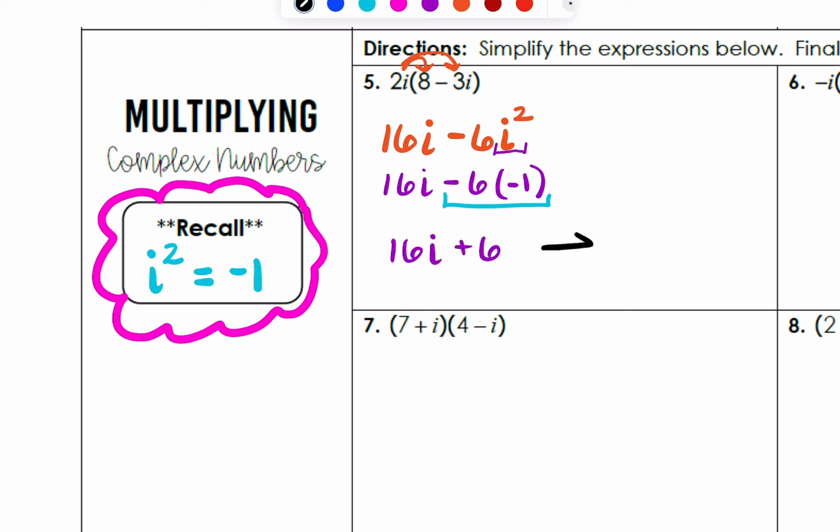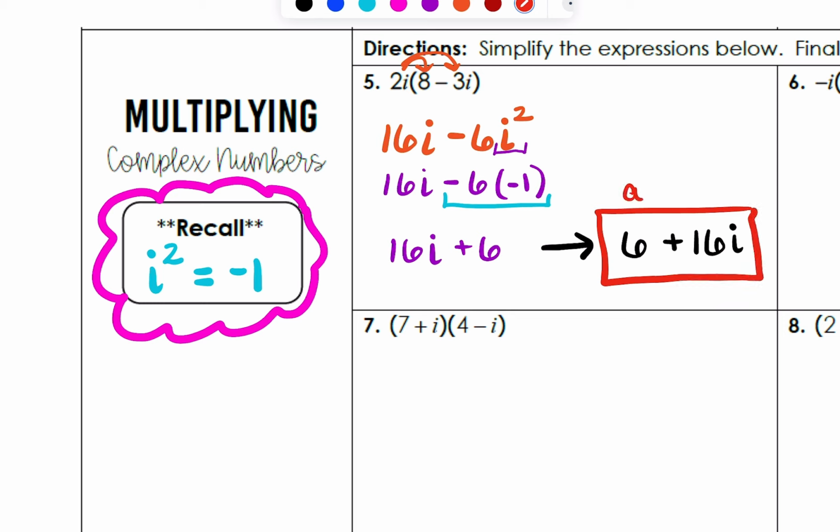And now the last piece is they want it in simplest a plus bi form. So we just want to make sure that our real number is first, so it's a positive 6. And then our imaginary piece is positive 16i, so that comes second. Okay, so a plus bi, that's like standard form for complex numbers. The real number first, the imaginary number second.